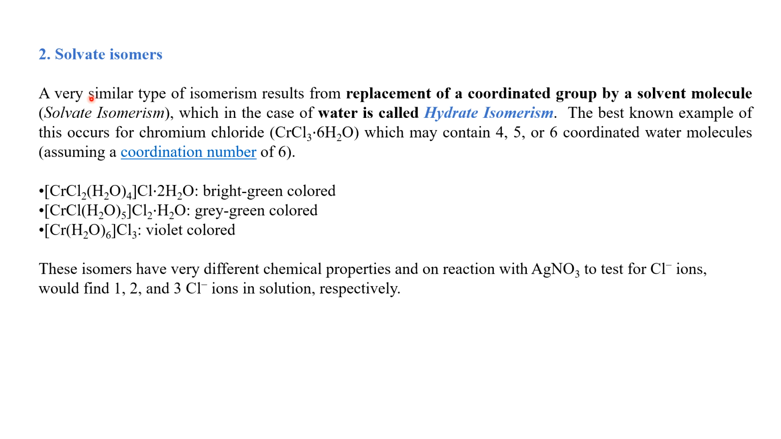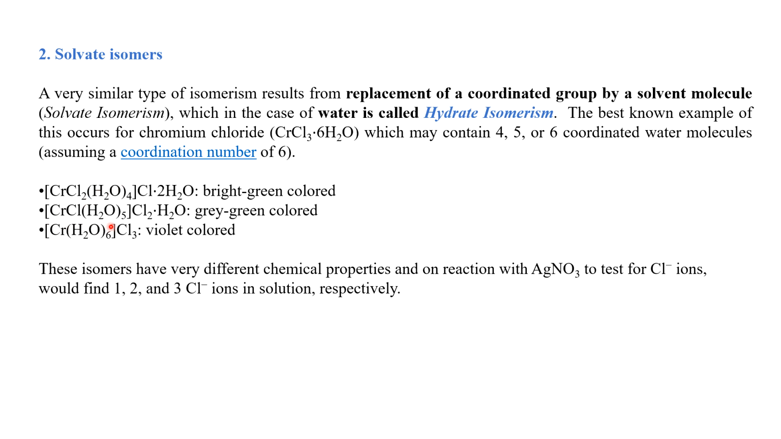This is a very similar type of isomerism which results from replacement of a coordinated group by a solvent molecule, which in the case of water is called hydrate isomerism. Okay, let us understand this solvate isomerism with an example. This is one example of a coordination complex where chloride is outside and there are also two water ligands. It has a bright green color.